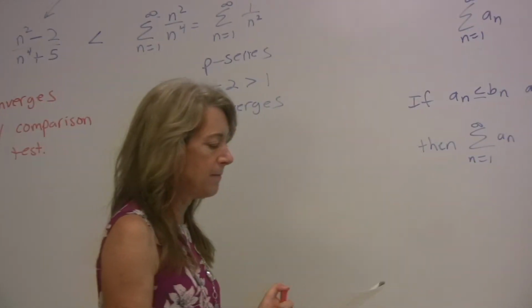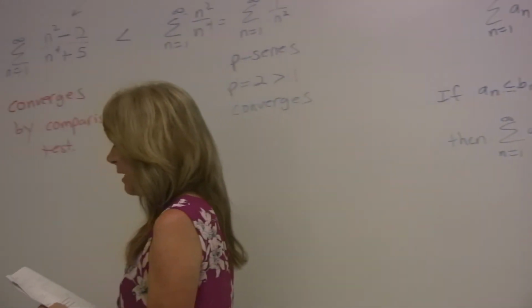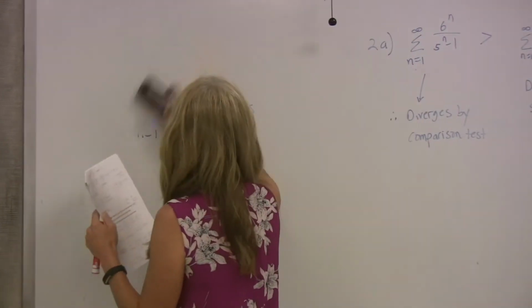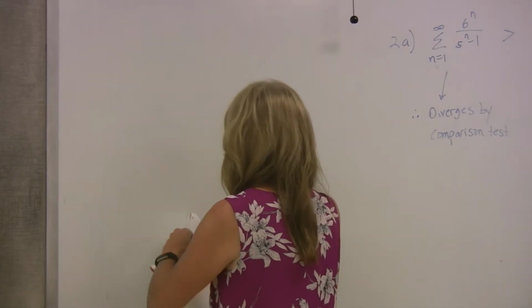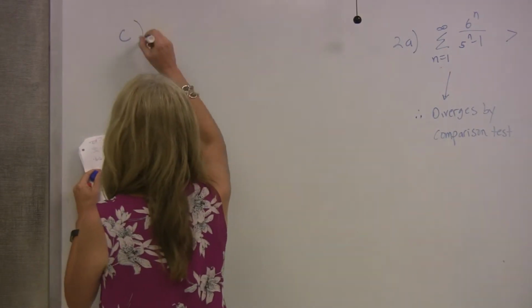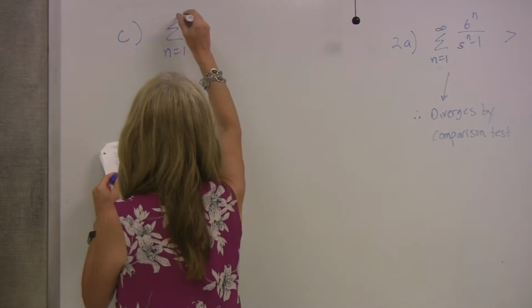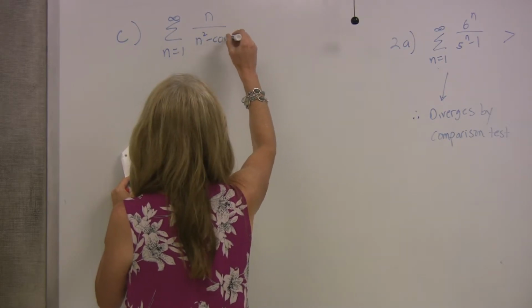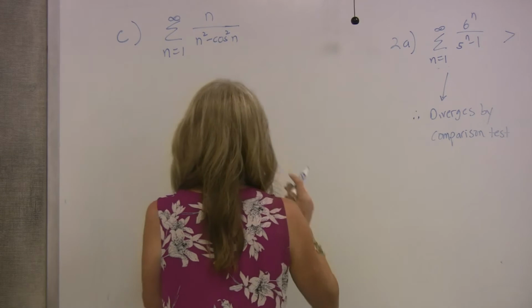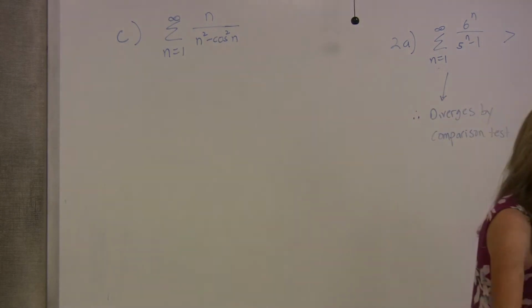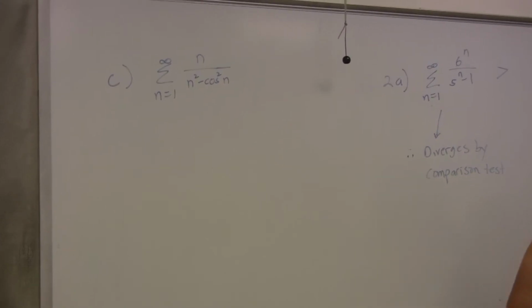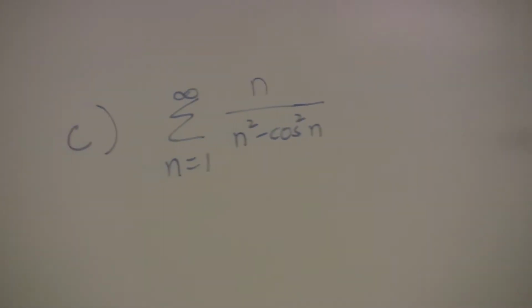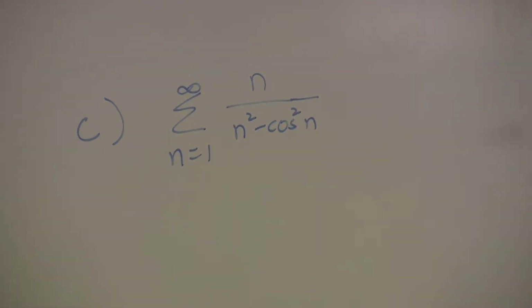Let's look at C. And not freak out too much because it looks all weird. And then we'll talk about what to do when the less than and greater than don't work the way you want, because they don't always work the way we want. So this is C. We have this series here, n over n squared minus cosine squared n. If cosine freaks you out a little bit, what do you know about cosines?